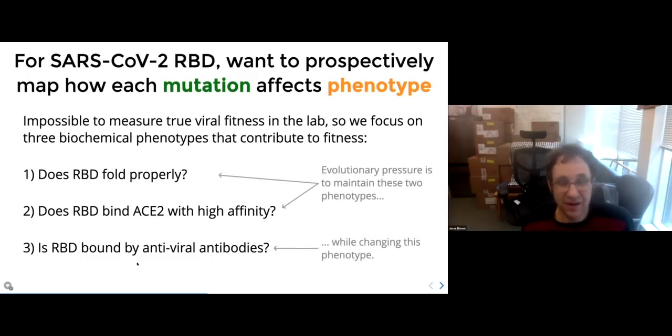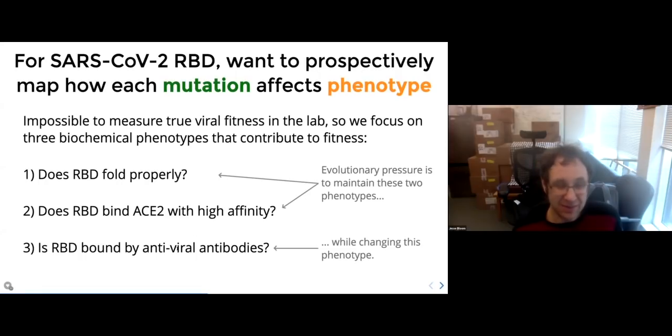At a cartoon level, we imagine the evolutionary pressure can be approximated like this. As the virus evolves, there's going to be pressure to stay good at having this protein fold properly and bind to ACE2. So there's going to be purifying selection to stay good at these two phenotypes.